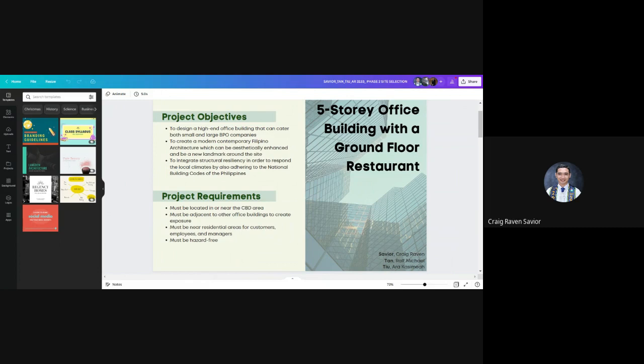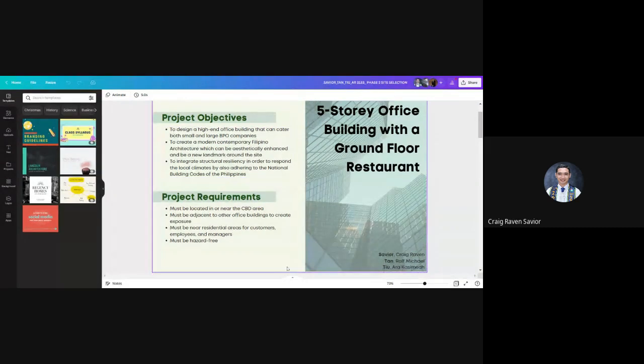So basically, these are our project objectives and requirements for the five-story office building with ground floor restaurant. The first objective is to design a high-end office building that can cater to both small and large BPO companies. Next is to create a modern contemporary Filipino architecture which can be aesthetically enhanced and be a new landmark around the site. The third objective is to integrate structural resiliency in order to respond to the local climate, while adhering to the National Building Code of the Philippines.